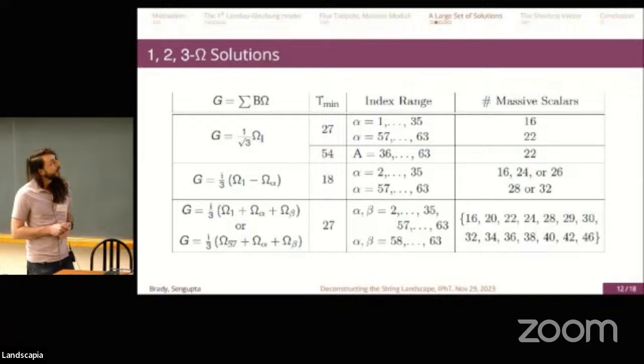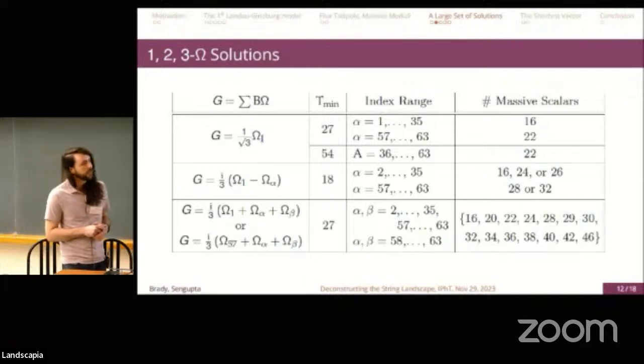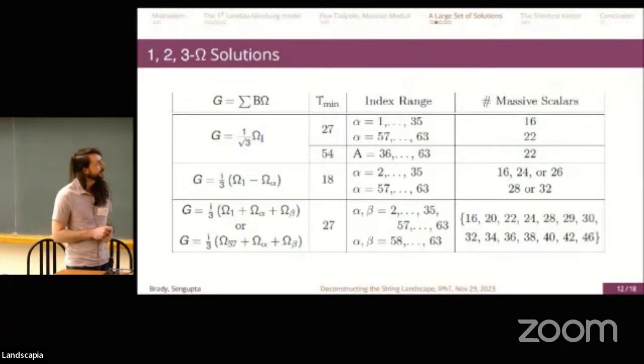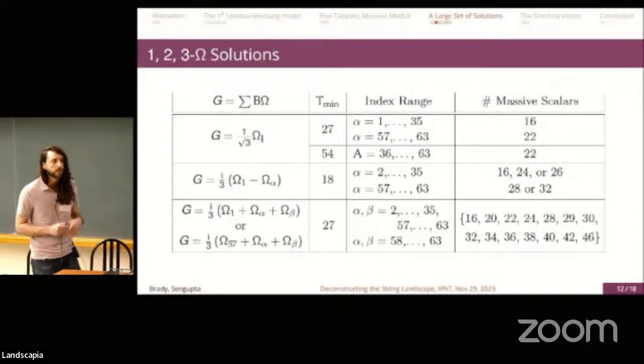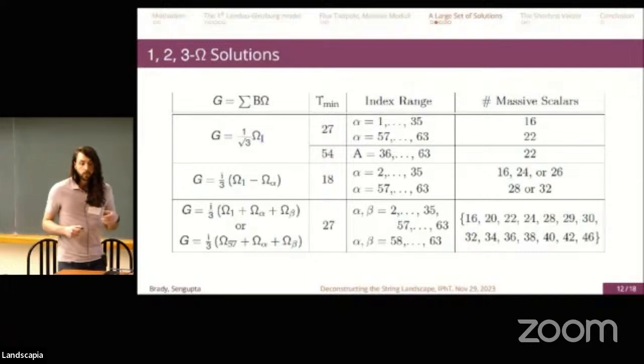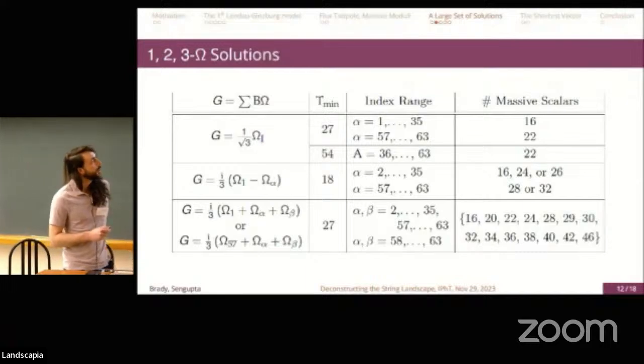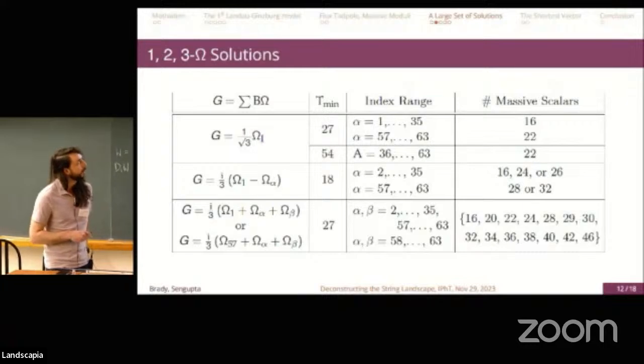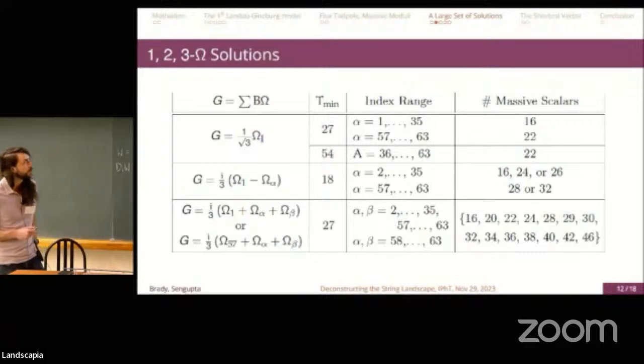Here, like I said, this was in our enumerated list. These are the orientifold directions. There's a typo here. There should actually be 56. But we find that its minimum tadpole value is twice as large as the one where we were not in the orientifold direction, and it also stabilizes 22 scalars.